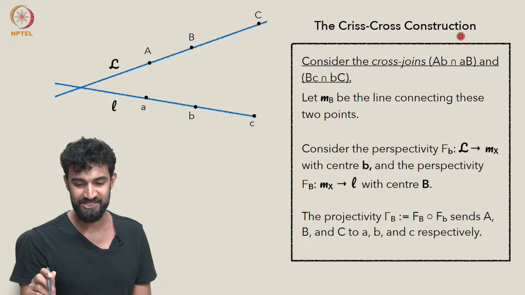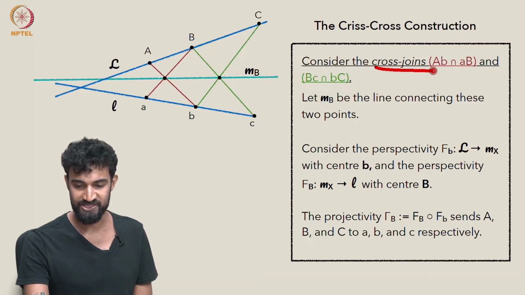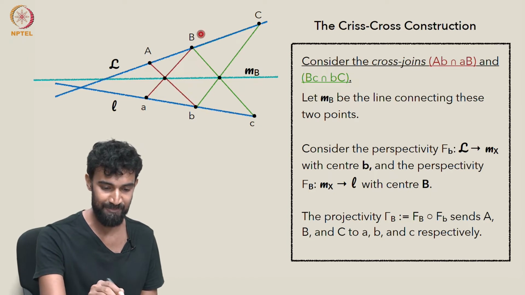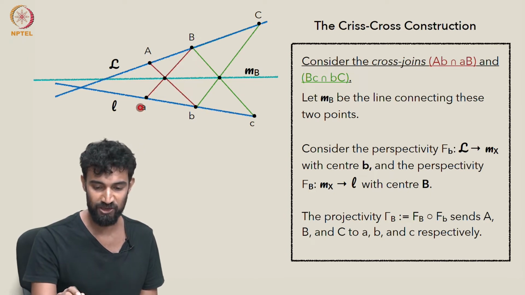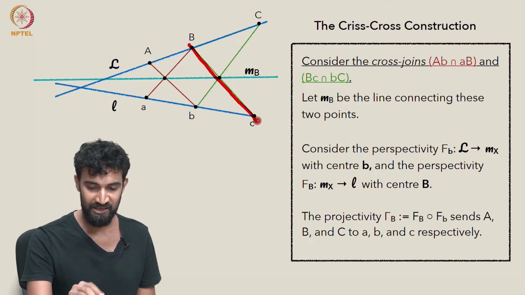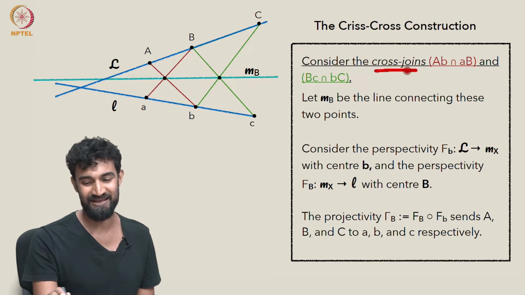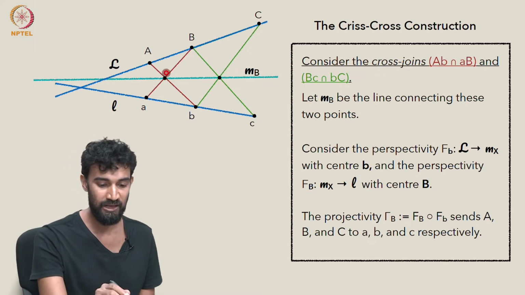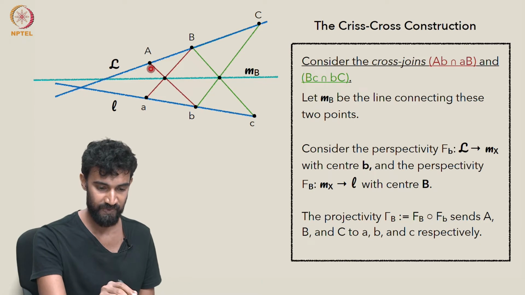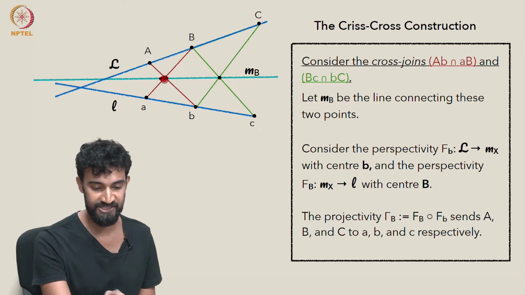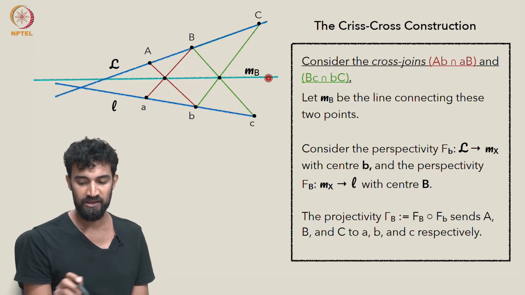So I want to consider the cross joins: capital A little b intersect capital B little a, and the cross join capital B little c intersect little b capital C. By cross join, I just made up that word, but it just means these two intersections, these two points. This is one cross join and this is the other one. And let's let MB be the line connecting these two points.